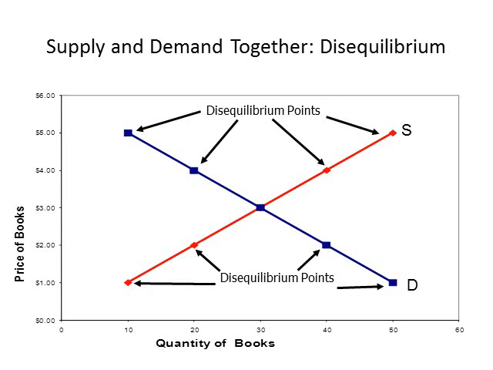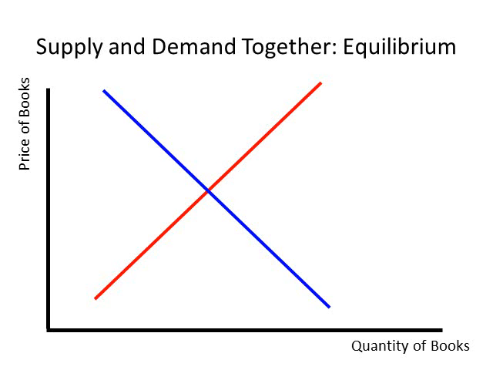The second set of points are points of disequilibrium. The points of disequilibrium occur where either the supply exceeds the demand or the demand exceeds the supply. Disequilibrium points above the equilibrium price are points where the supply of goods exceeds the demand for goods. Disequilibrium points below the equilibrium price are where the demand for the good exceeds the supply of the good.